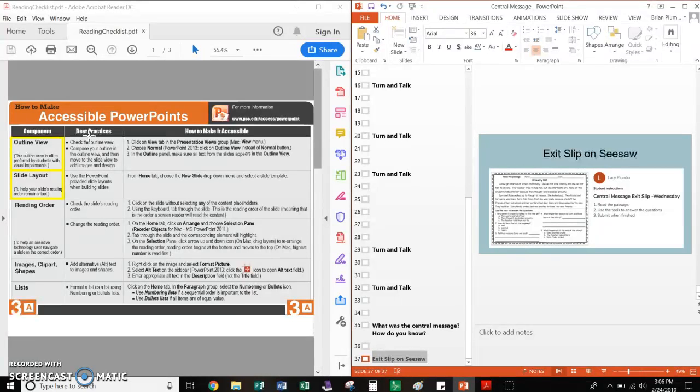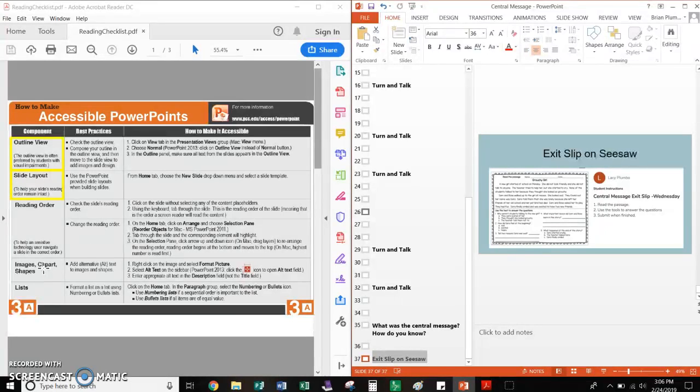So when looking at how to make it accessible, I did use the outline view. I did use the slide layout. I inserted new slides like a blank template. Talking about order, did I have any assistive technology to help go through the order? I guess the numbers are there, but other than that, I really didn't feel like I provided any additional supports to help them go through the text.